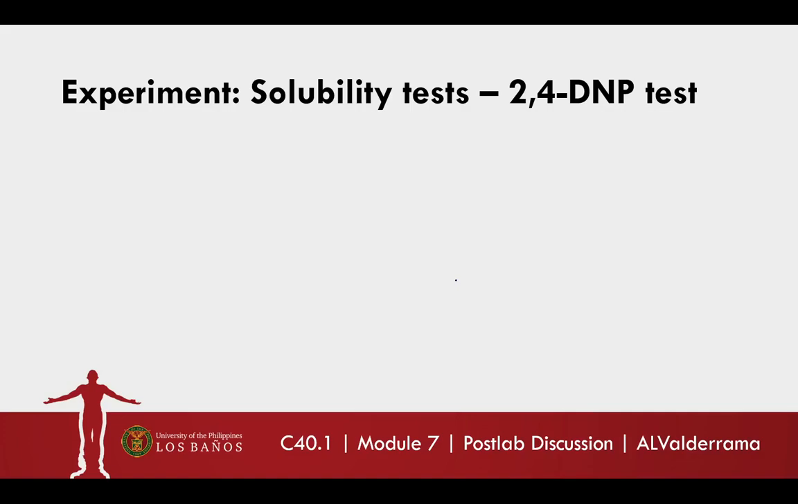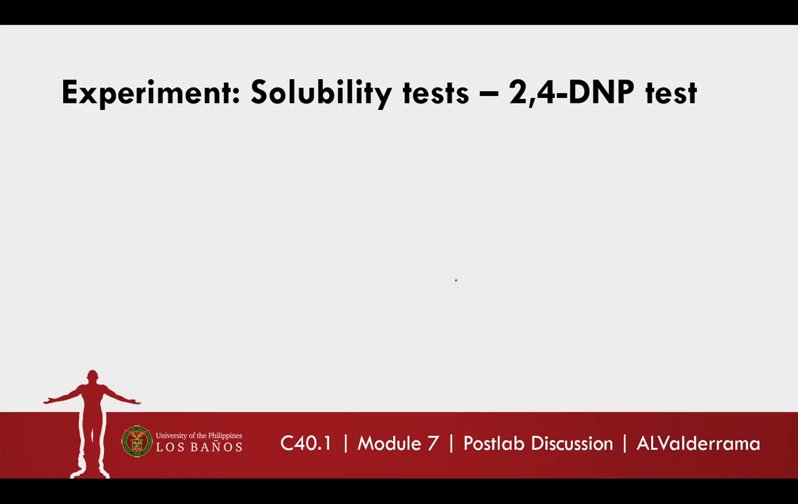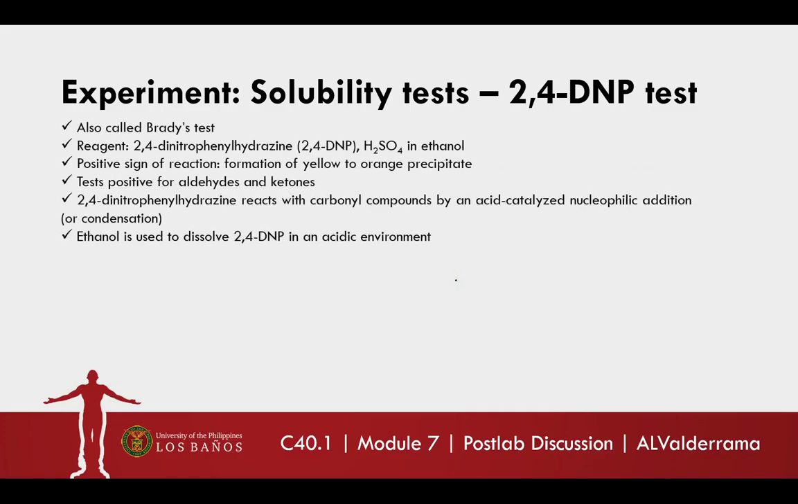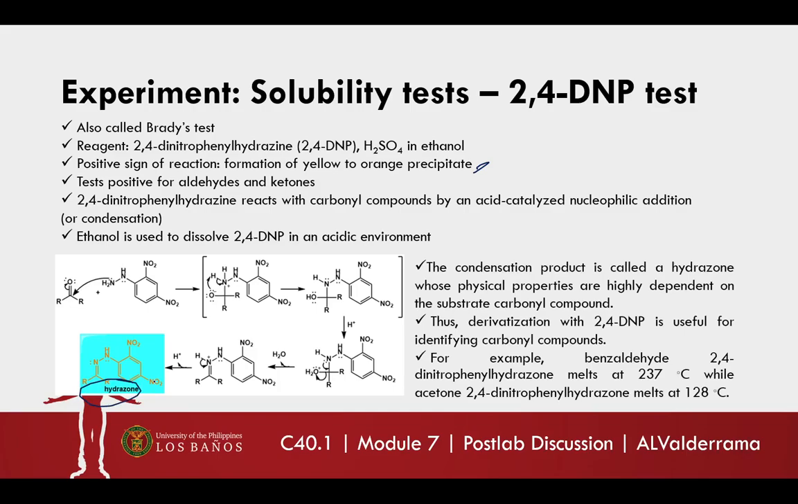Okay, next natin is 2,4-DNP test or your 2,4-dinitrophenylhydrazine test. So, this is a general test for carbonyl groups. So, kung meron ka aldehyde or ketone, magpa-positive ka dito. So, what happens here is, nagkakaroon ka ng formation of yellow to orange precipitate. And this is due to the formation of hydrazone. Okay?